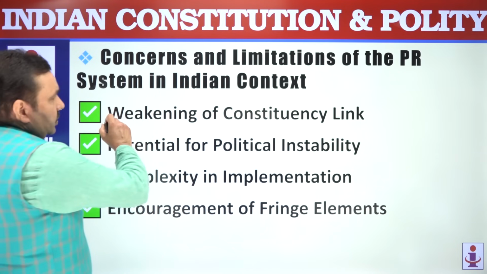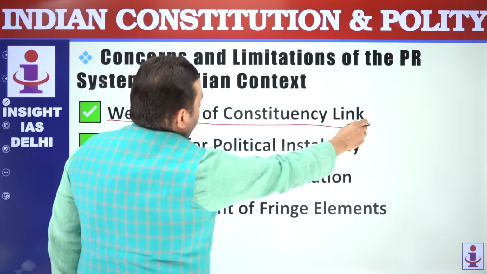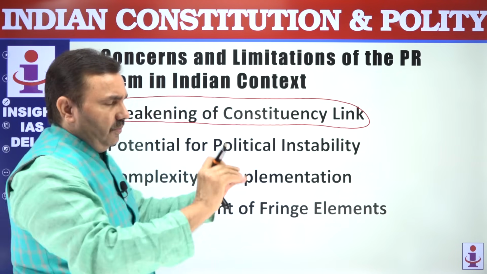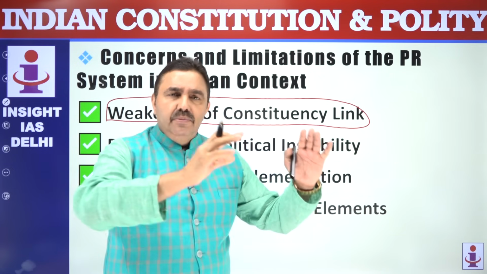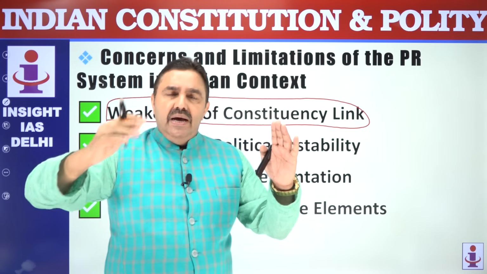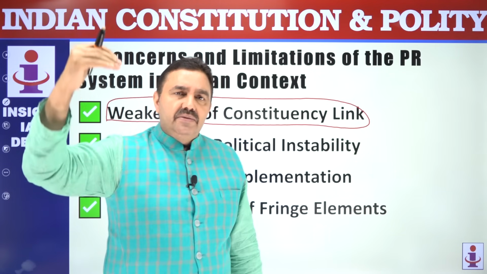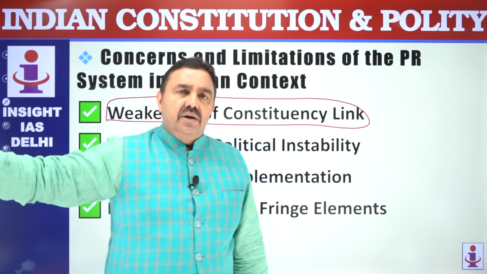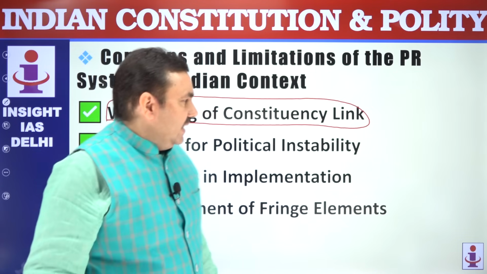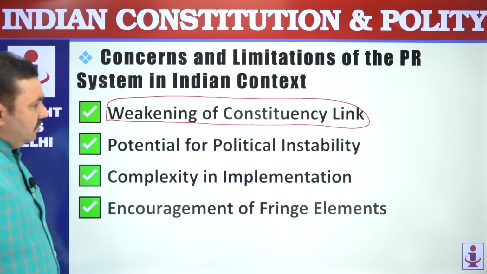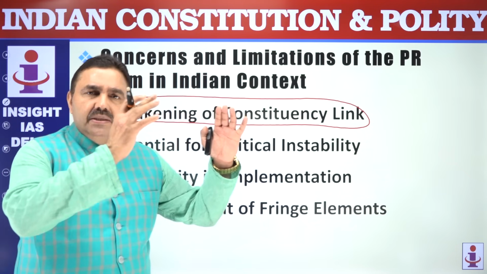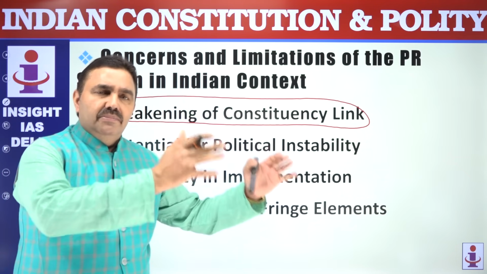It weakens the constituency link, because in the first past the post system, voters are directly voting. They know whom they are voting for. But in proportional representation, the voters will have to give their preferences, first preference to this, second preference to this, third preference to this. So first votes are counted, then second votes are counted. That creates complications. Potential for political instability, because even 10% of the votes can fetch some seats.